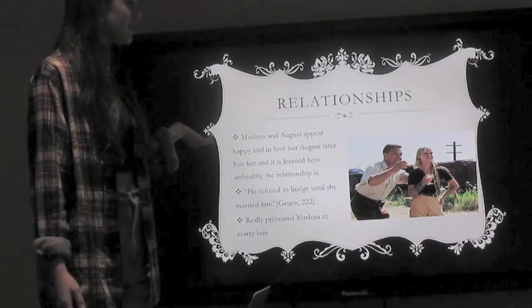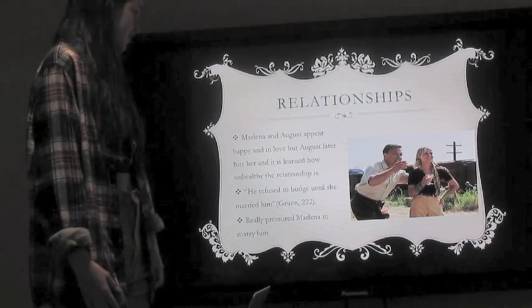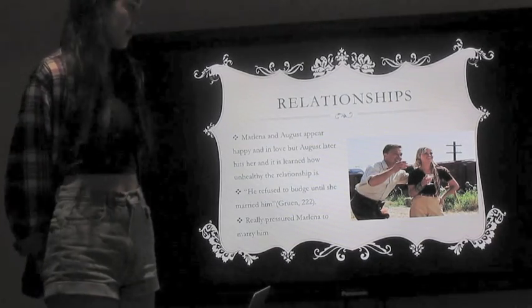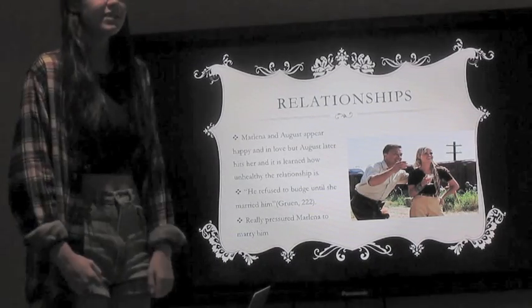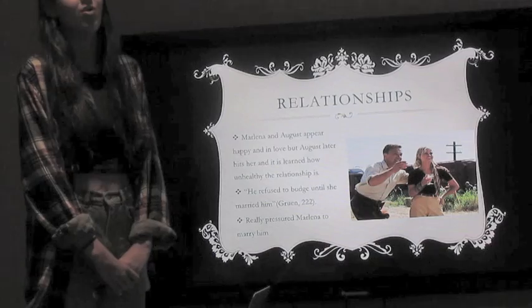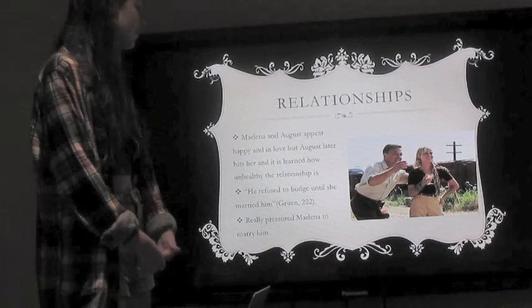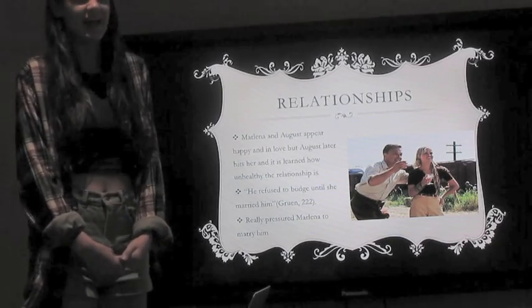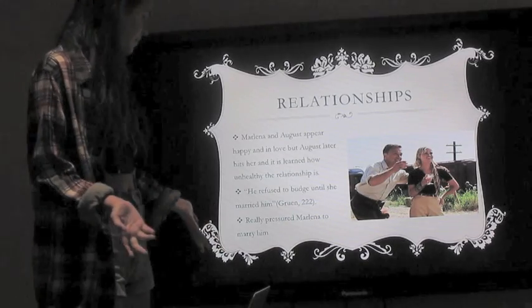Now, the relationships in this novel are also wrongly perceived when we first see them. The character I was talking about before, August, is with Marlena, the woman in that photo, and at first they seem super happy together. She's always saying, "Oh, Augie, I love you so much." She has a nickname for him. They're always happy, but later in the novel we learn that August is actually abusive to her and kind of forced her to marry him.